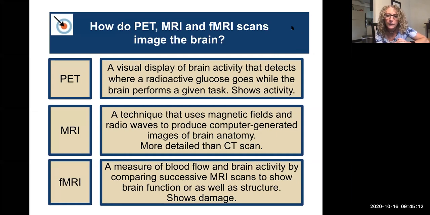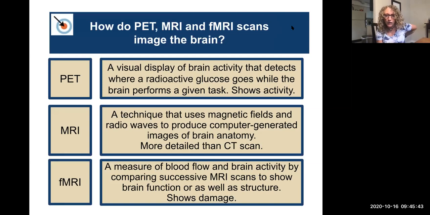The MRI is another, a little bit more sophisticated way. It's a technique that uses magnetic fields and radio waves to produce computer-generated images. So once again, it is looking at the anatomy, and it's a little bit more sophisticated than the CAT scan. You probably hear about people having MRIs a lot, not just with the brain, but with other parts, like if you've been injured, like a knee injury or something like that.